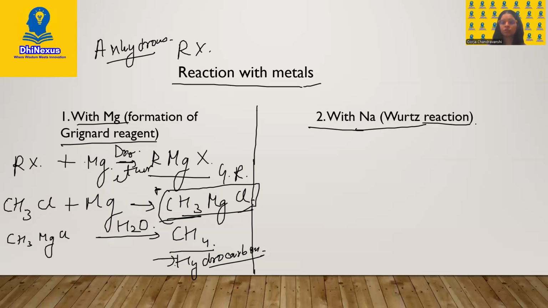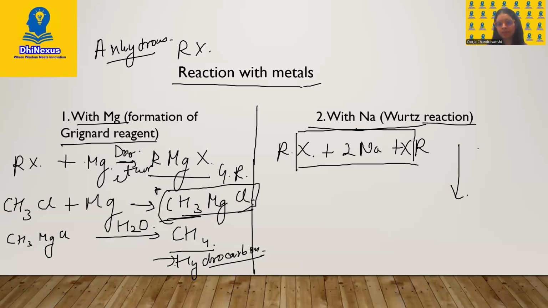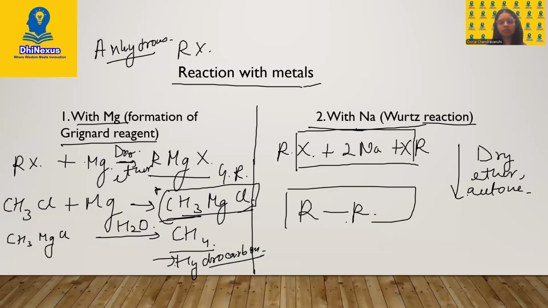Secondly is Wurtz's reaction. In this case, if I have two molecules of alkyl halides, and I react them with dry ether and acetone, what I achieve is an alkane which is symmetrical.